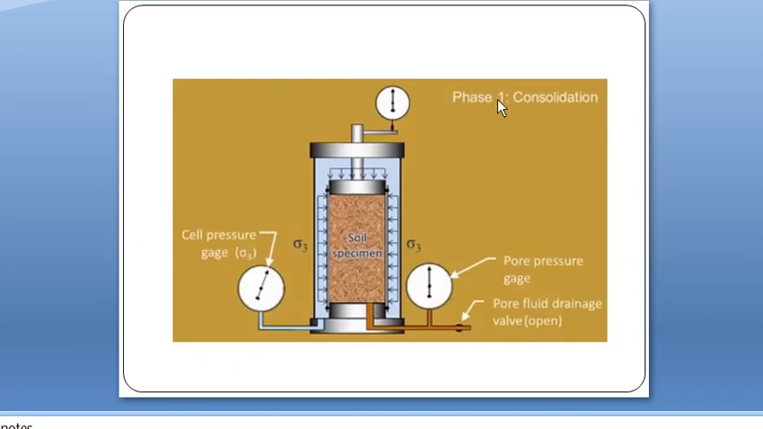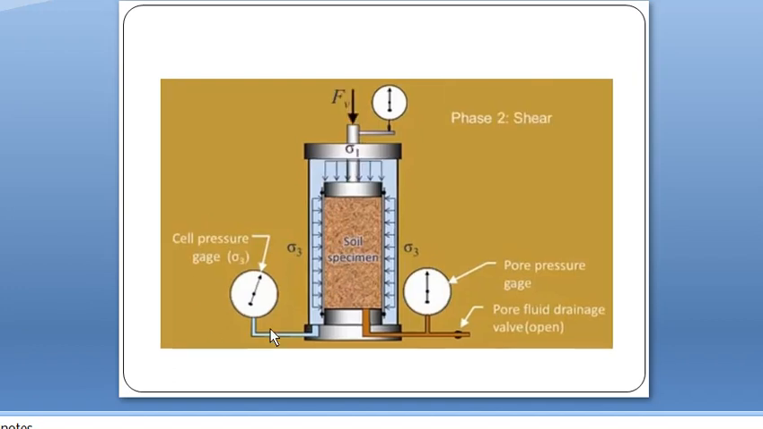The first stage is the consolidation stage. During the consolidation stage, we are applying confining pressure. This all-round confining pressure is applied to the soil specimen through water pressure, and the cell pressure is applied through this apparatus. In the second stage, the consolidation will be constant. After completing the consolidation, we apply shear, that is normal stress or deviator stress, through the loading ram.